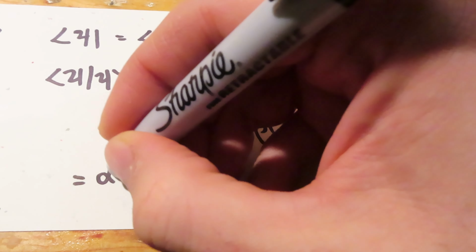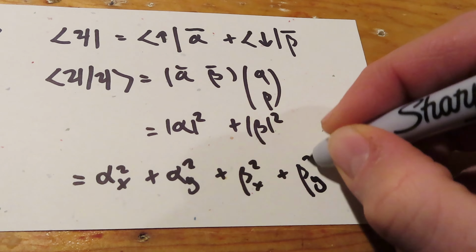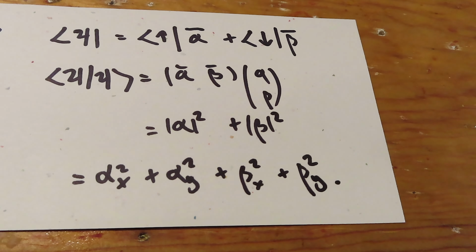Thus, the magnitude squared of a generic state vector is actually the squared sum of 4 real numbers, 2 each of the components of 2 complex numbers.